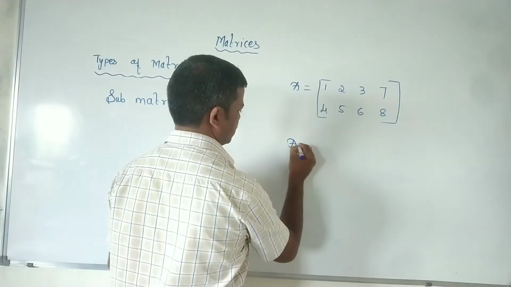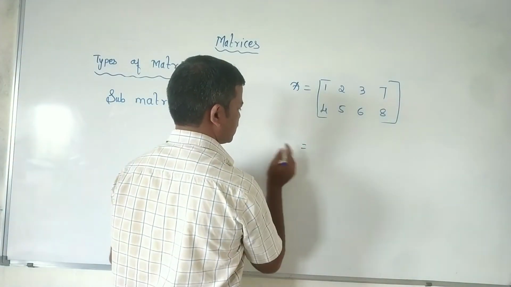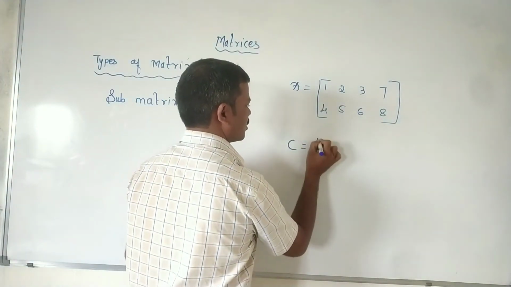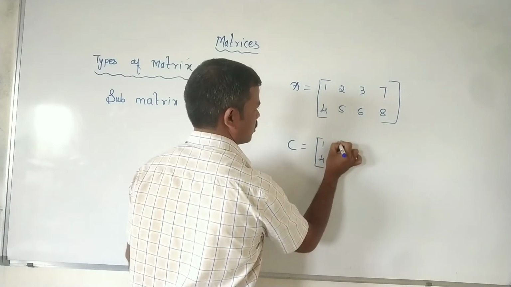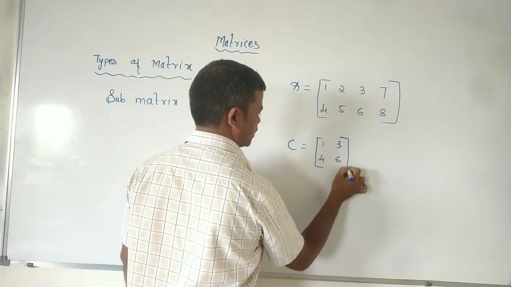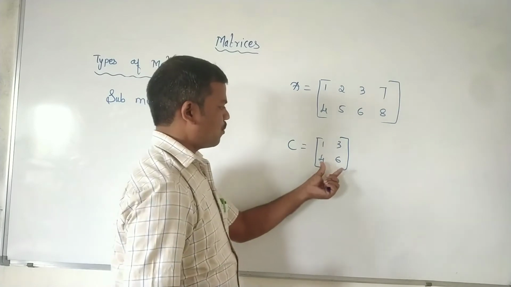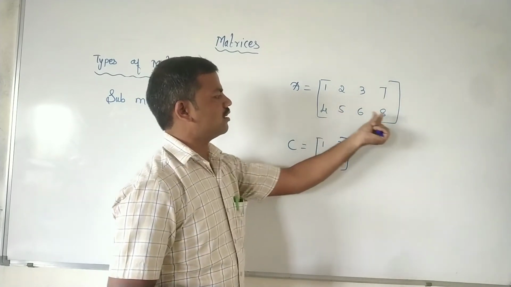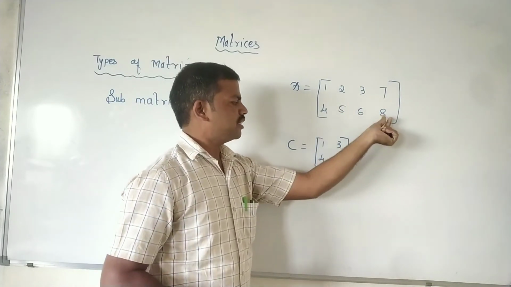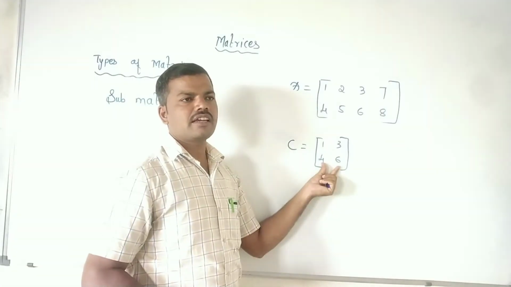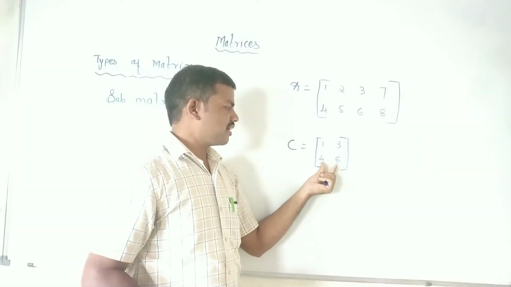Suppose I take A as a matrix, and I take C as another matrix: 1 4 3 6. So this is a matrix obtained by deleting the columns. If we delete these two columns, what do we get? We get this matrix.